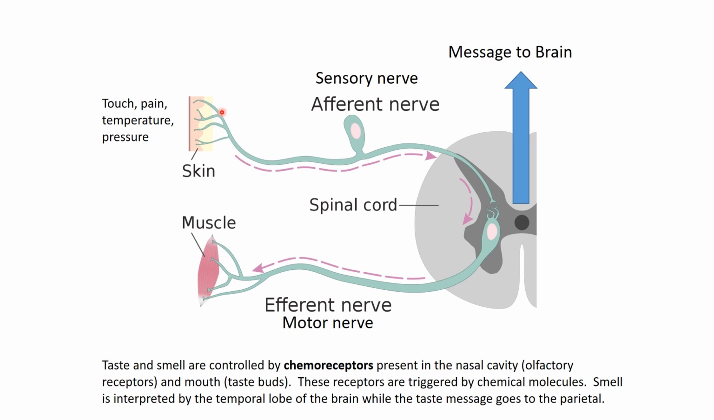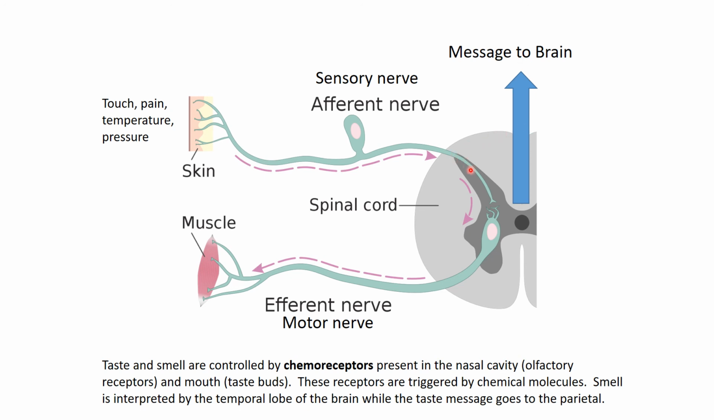So the message has to be sent to the brain, and then the brain is going to send back a message. So A before E. We have a sensory nerve message coming in here. It's going to be interpreted in the brain. So the message has got to be sent up the spinal cord to the brain.